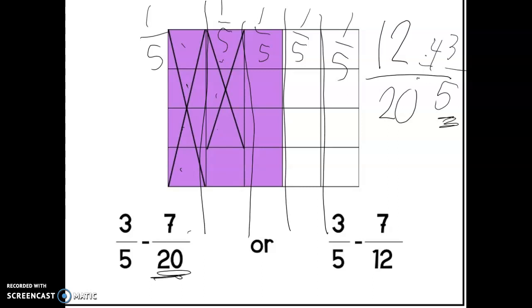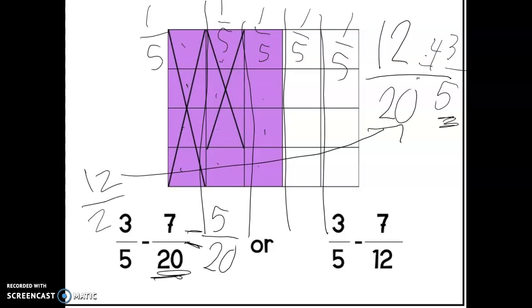And you don't have to solve this one on this particular problem, but what does it equal? It equals how many of the shaded are left over that do not have an X on them. So that would be 1, 2, 3, 4, 5. It would equal 5 20ths, which is true because we set up here that 3/5 is equal to 12 20ths, and 12 20ths minus 7 20ths is 5 20ths.